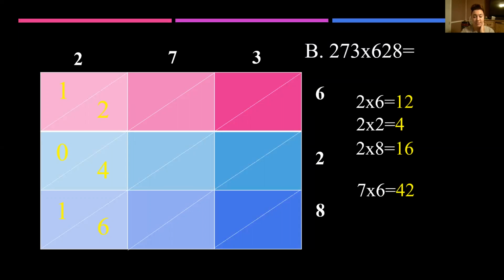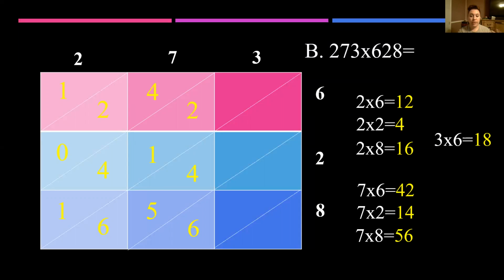And then we'll do 7 times 6, which is 42. 7 times 2 is 14. And then 7 times 8 is 56. And then we'll continue with 3 times 6 is 18. 3 times 2 is 6. And then 3 times 8 is 24.